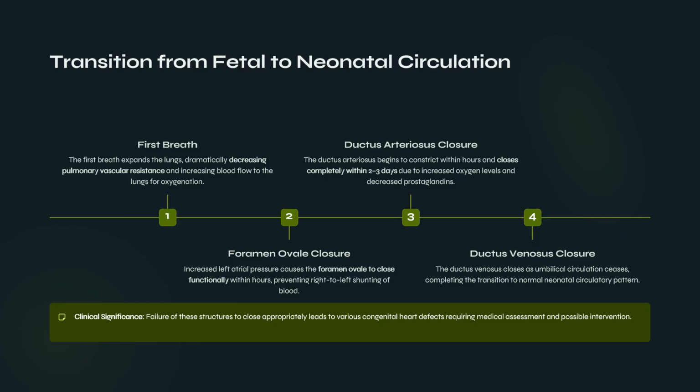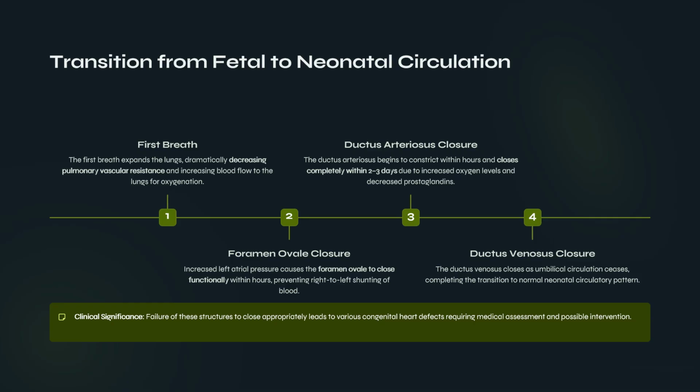So, in the previous slide, we have seen so many shunts available for the fetal circulation, but they are not going to stay once the baby is born. So what's happening, how are they getting closed? So the first breath. The first breath expands the lungs.